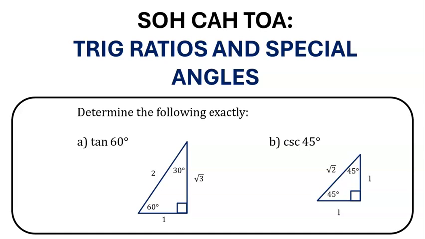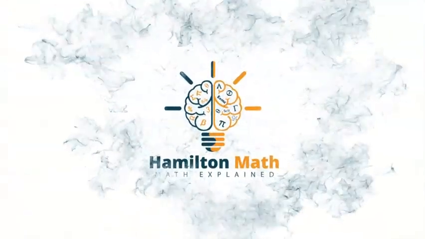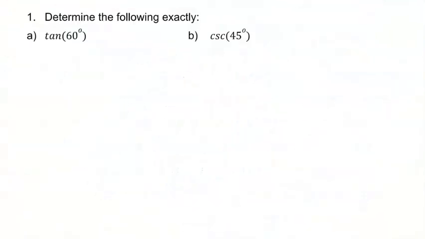This video is all about SOHCAHTOA and the special triangles shown on the screen. What we're going to do is see what tan of 60 degrees and cosecant of 45 degrees are exactly. This question says determine the following exactly: tan of 60 degrees and cosecant of 45 degrees.